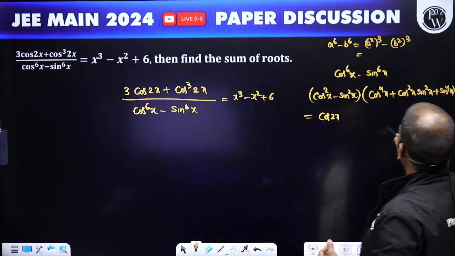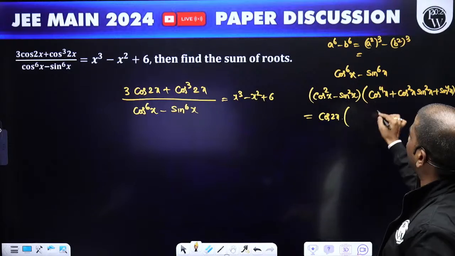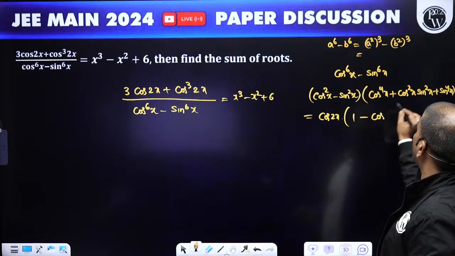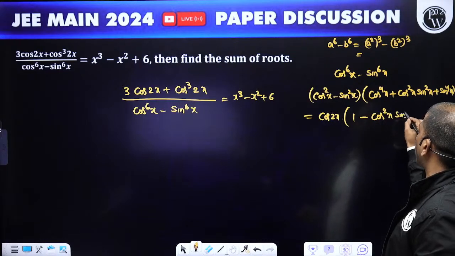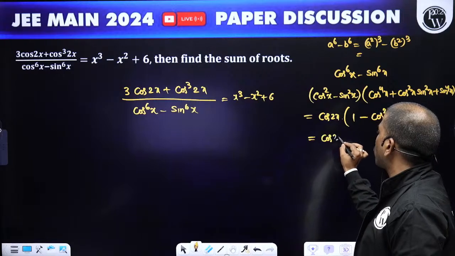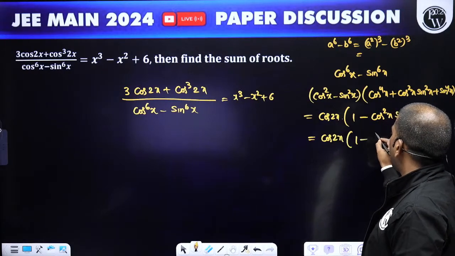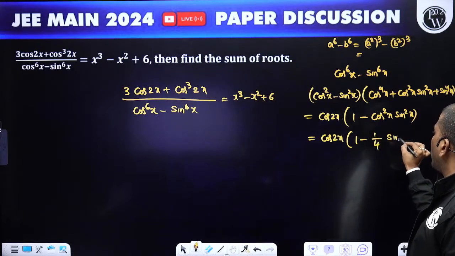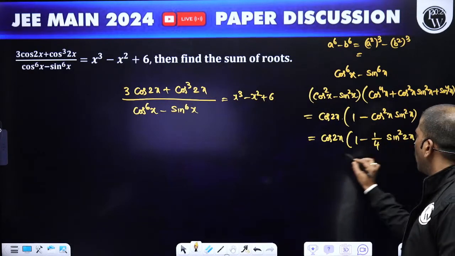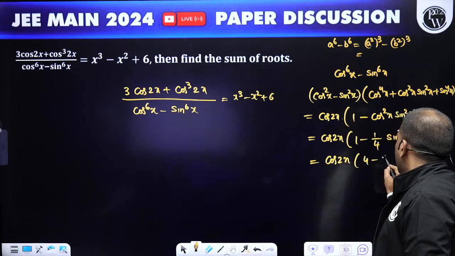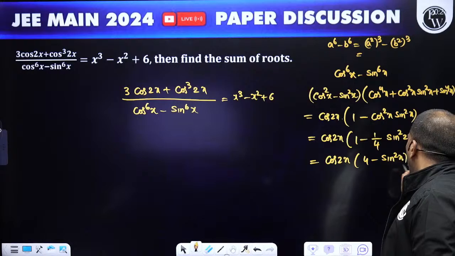Cos power 4x plus sin power 4x. Again, we apply the same way, a square plus b square: 1 minus 2 cos square x sin square x. What will you write? Again I write cos 2x, and on simplification 1 minus, I will multiply and divide by 4, so this will become sin square 2x. So that means cos 2x times 4 minus sin square 2x by 4.